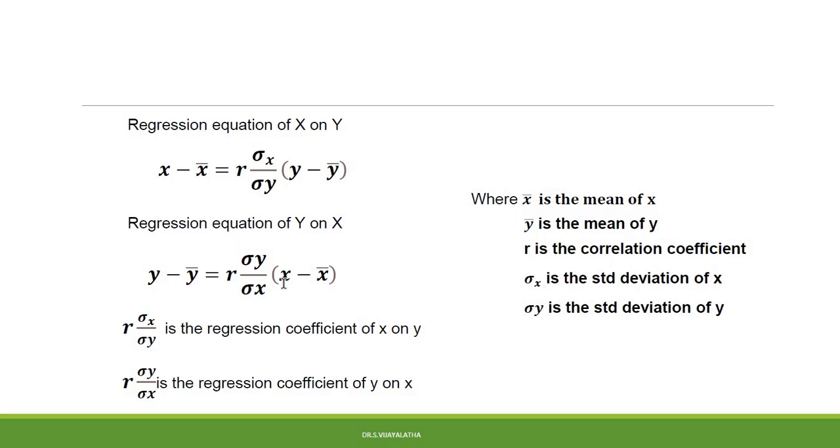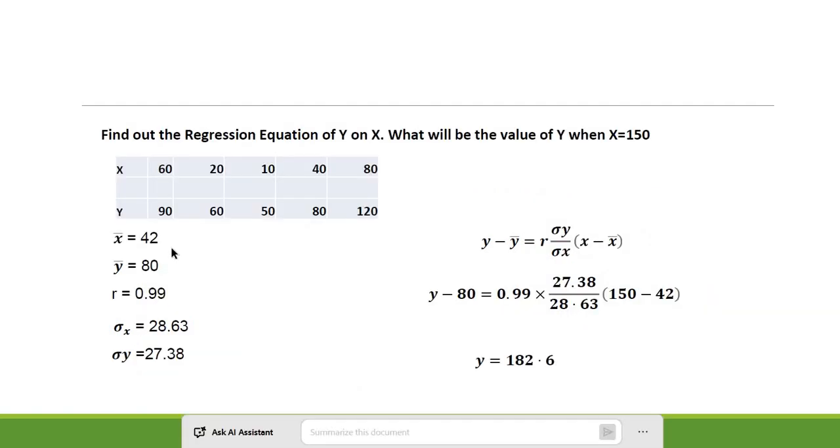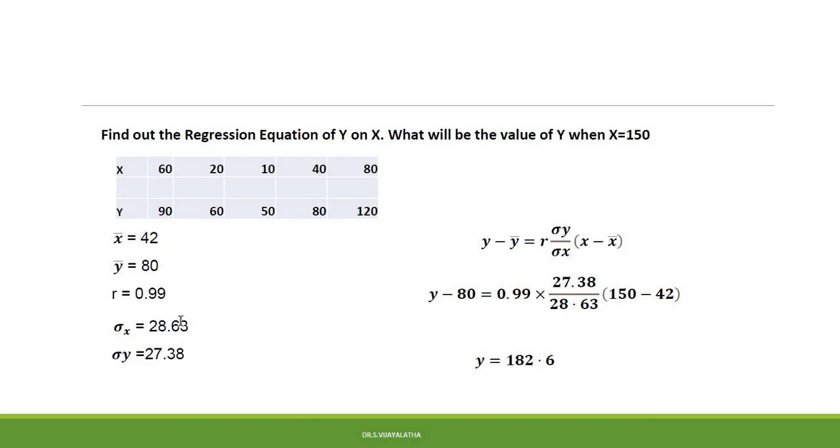Now, since we have to find out y for a given value of x is equal to 150, we can employ this formula. So the same problem, when we do a descriptive statistic analysis, you can get the mean and standard deviation. This we have already seen in a previous video. And for correlation coefficient also, we have learned how to do it manually as well as using Excel. So these are the values. X bar is 42, Y bar is 80, correlation coefficient 0.99, standard deviation of X is 28.63 and standard deviation of Y is 27.38.